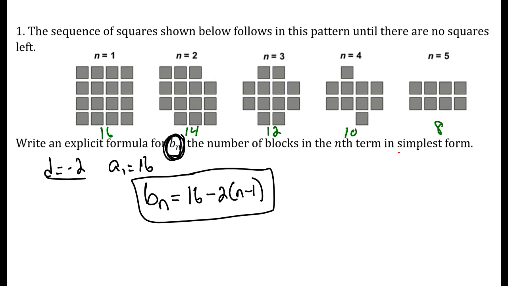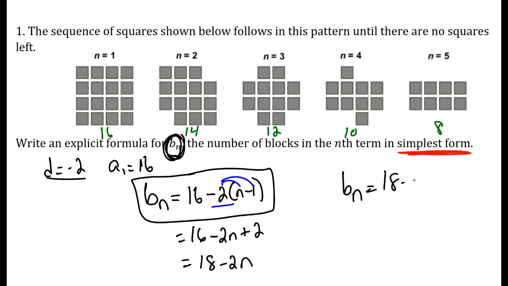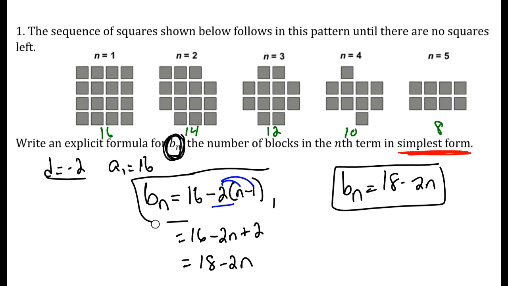But wait, there's more, because it said in simplest form. So guess what we get to do with this -2? We get to distribute it. So we get 16 minus 2n plus 2. So we get 18 minus 2n. So our real final answer is 18 minus 2n equals b sub n. They called for the answer in simplest form. This is not simplest form because you can distribute. Most of the times we can leave our answer like that, but they said simplest form, so I wrote it in simplest form.